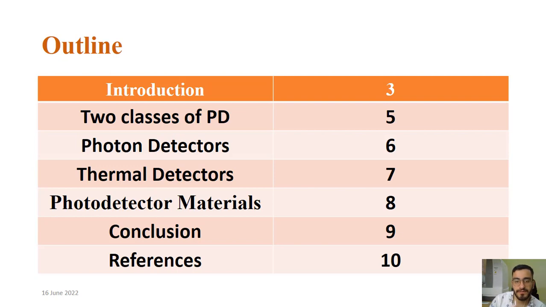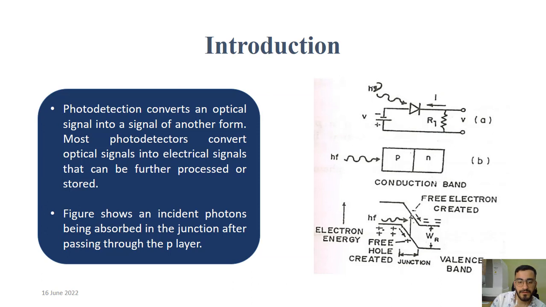The first is the outline, and we are talking about the introduction, two classes of photodetectors, photon detectors and thermal detectors, photodetector materials, and conclusion, and the last one is the reference. First, we are talking about the introduction of photodetection.